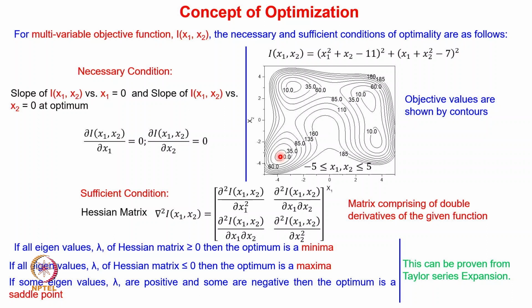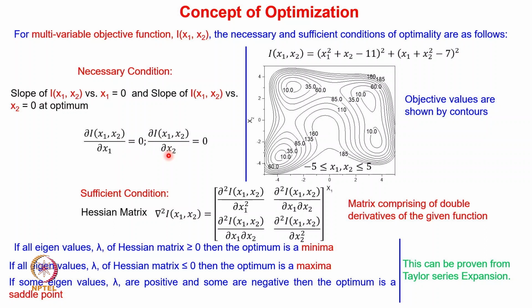So now, what are the optimization conditions when we look at the multivariable problem? Whenever we have a multivariable optimization problem, we have to differentiate the function with respect to all the variables. Multiple variables are there, so we have to take the partial derivative of the objective function with respect to individual variables, and equate that to zero. So that is what is written here. The necessary condition is that the slope of I(x1, x2) versus x1 equals 0, and the slope of I(x1, x2) versus x2 equals 0 at the optimum. So at the optimum, ∂I/∂x1 and ∂I/∂x2 are both equal to 0. That is the necessary condition.